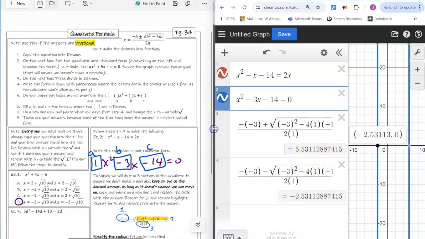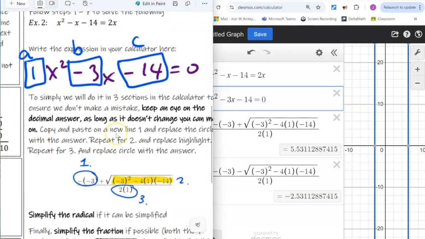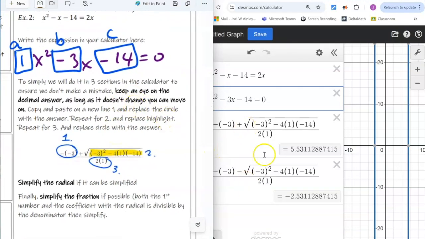And again, you can see I'm checking every single step in Desmos because as soon as I make a mistake, I fix it right there. I don't fix it at the end of the problem. All right, so I've gone ahead and done that. On a new line, I did that. These are your answers. However, most of the time, they want the answer in simplest radical form. Okay. So here are my notes on how to simplify. So these are my answers. I just need them in simplest radical form.